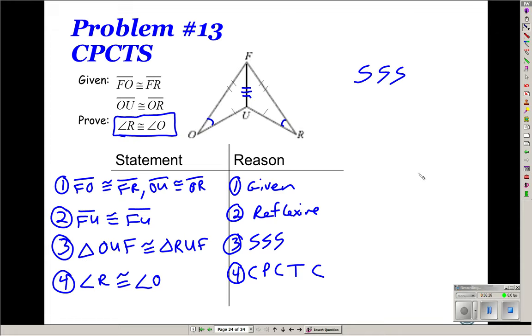So start the proof with what you're given. Then do any of the information you can imply. The shared sides, the vertical angles, the midpoints that cut a segment in half, the angle bisector that cuts an angle in half, any of those pieces. Get enough information to say the triangles are congruent, and if you have to go one step further, say the parts are congruent because of CPCTC.